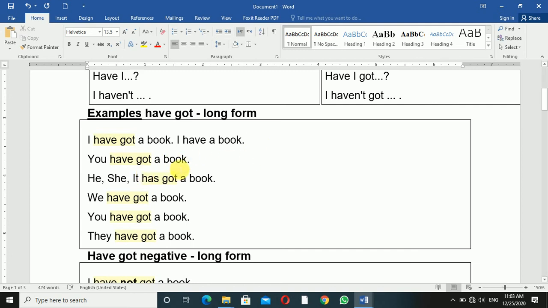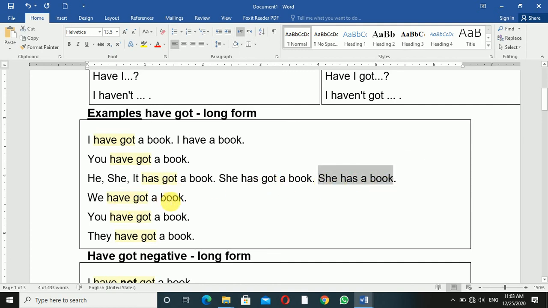You have got a book, no problem. You have got a book: with all plural subjects, have is used; with singular subjects, has got is used. For example, he, she, it has got a book. You can say she has got a book, or you can also say she has a book. No problem. Both are correct.